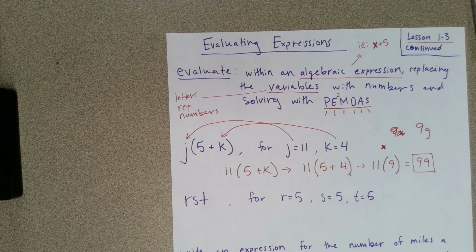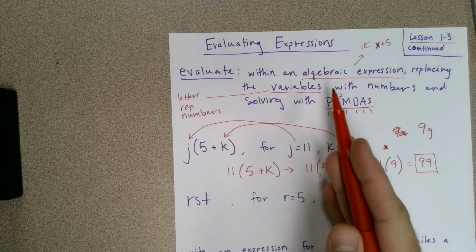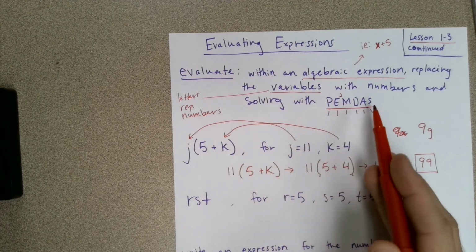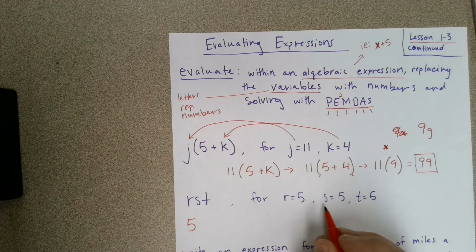Here we're going to get a chance to practice what I was just talking about. We have our R, S, T. Our first step is to replace the variables with numbers. We have our variables right here, R, S, T. We know R stands for 5, so I'm going to replace that. We know S stands for 5.